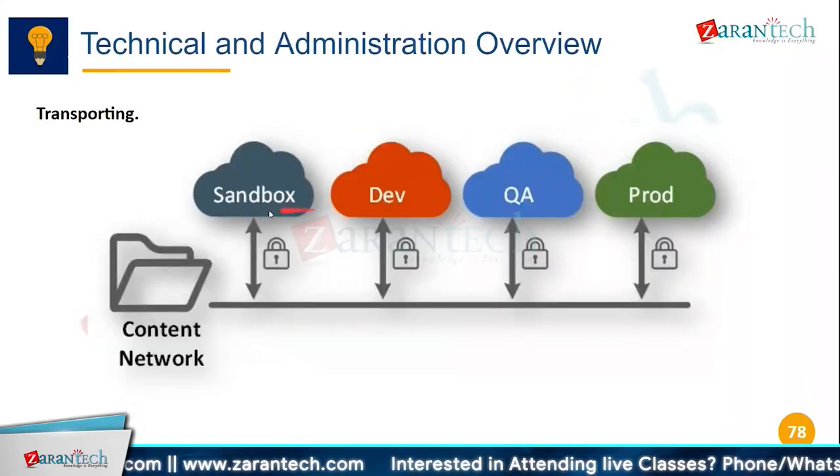Typically this is how the landscape will be. You can have a sandbox system, development system, quality system, and production system. You can migrate the content using the content network. Once you create a dashboard, you start it in sandbox, then improve it in development, or you can directly do it in development, then do the testing. Once the testing is finalized, you can move it to production.